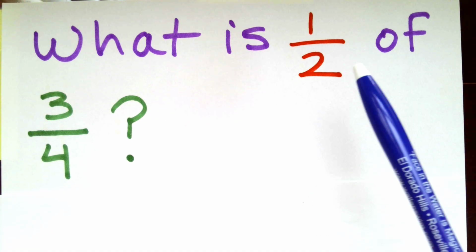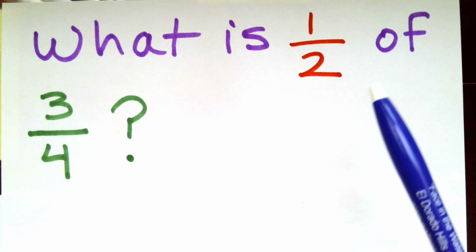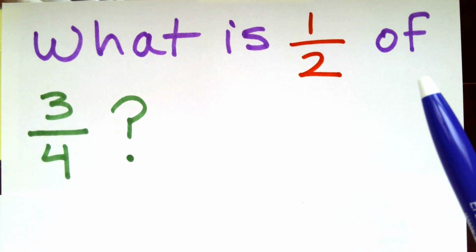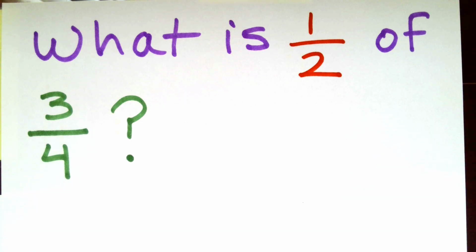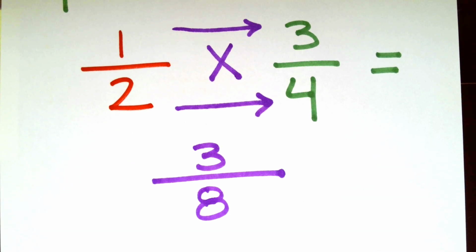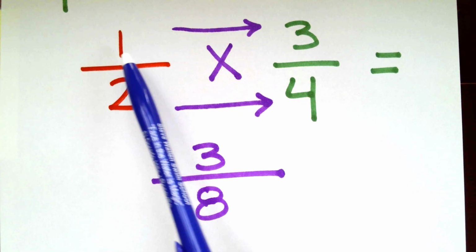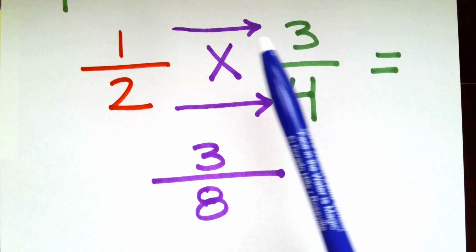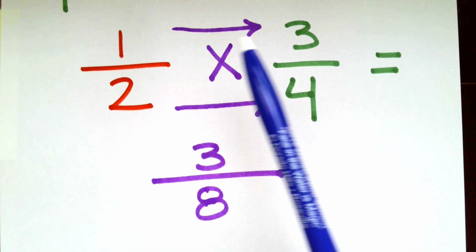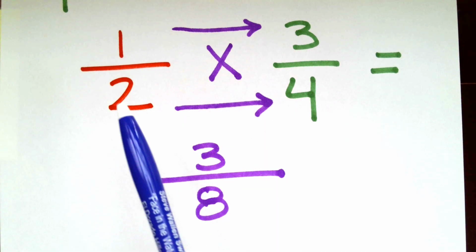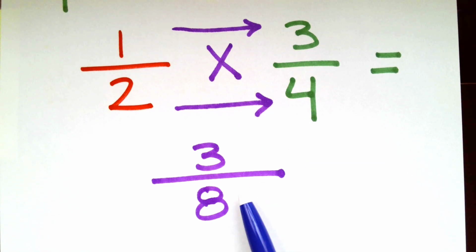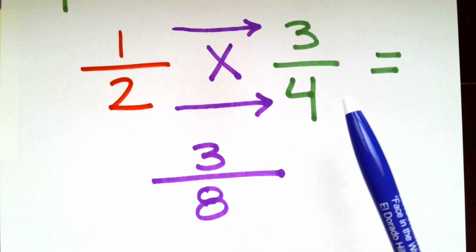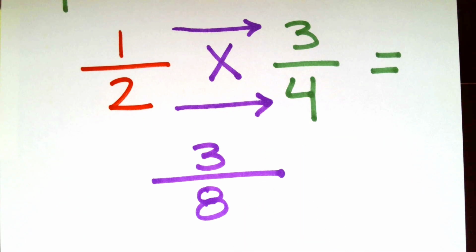A lot of times in word problems, of means multiply. Maybe not 100% of the time, but a lot of the times it means to multiply. And when we multiply with fractions, we multiply top to top, bottom to bottom. So half of 3/4, or 1 times 3 is 3. 2 times 4 is 8. Half of 3/4 is 3/8.